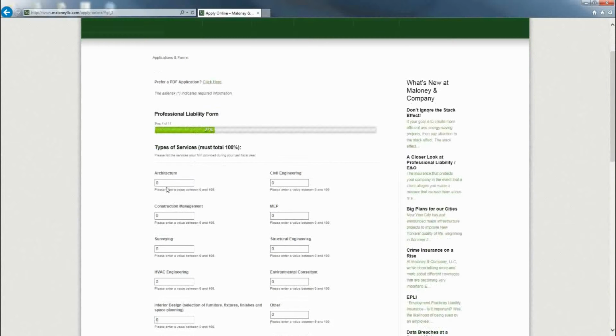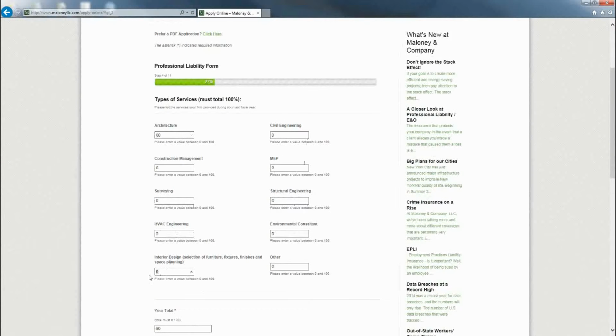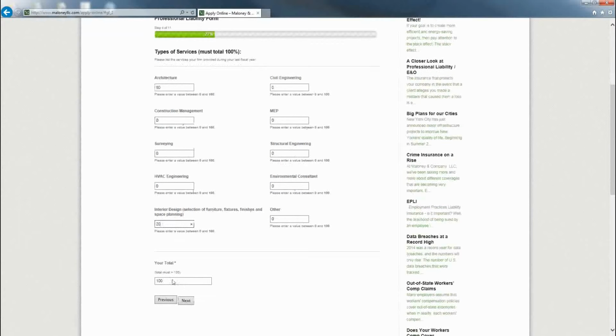Step 4. Please list the breakdown of services your firm provided during your last fiscal year, totaling to 100%.